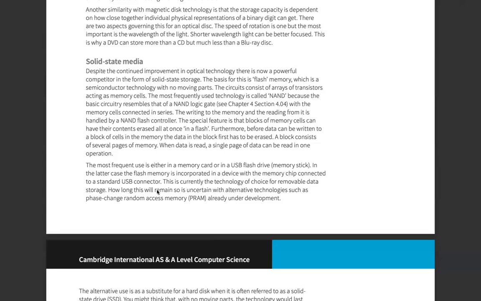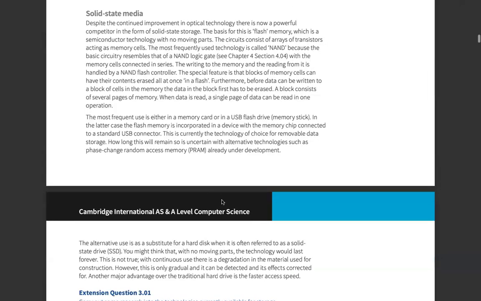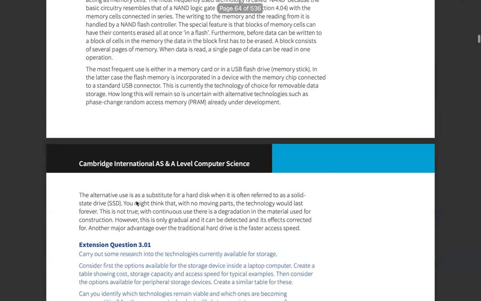How long this will remain so is uncertain with alternative technologies such as phase change random access memory, that is PRAM, already under development as well. So the alternative use is as a substitute for a hard disk when it is often referred to as a solid state drive, SSD. You might think that with no moving parts, the technology would last forever.